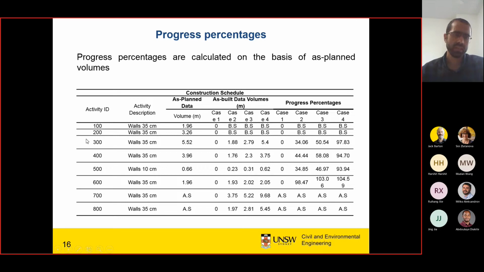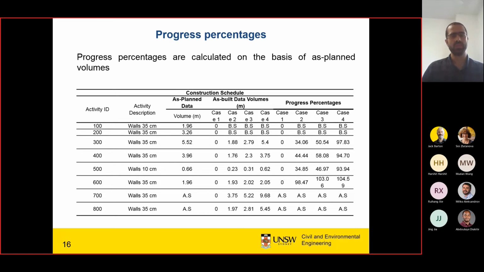The idea we mentioned here: on the left side we have the activity IDs. Each wall has been assigned an activity ID, and the coding will work as per these IDs, and it will identify each element based on the ID. We have the quantities of the as-planned model taken from that element, and on the other side we have the quantities of each case.